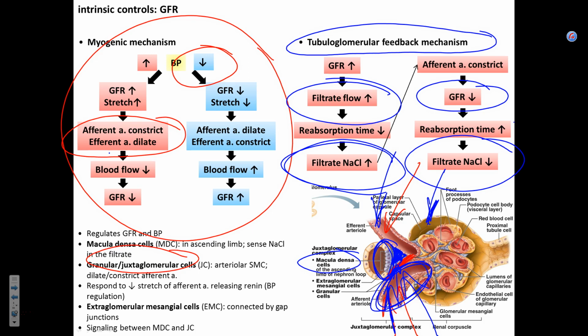Now, before I let you go, a few things. In this chapter, there's going to be a lot of multi-step negative feedback regulations. So you need to know myogenic mechanism, basically, step by step. Like I tell you, if blood pressure goes up, what happens? You tell me, stretch increases, GFR increases, afferent arterioles constrict, efferent dilate. That makes sense. And same goes for tubular glomerular feedback mechanism.